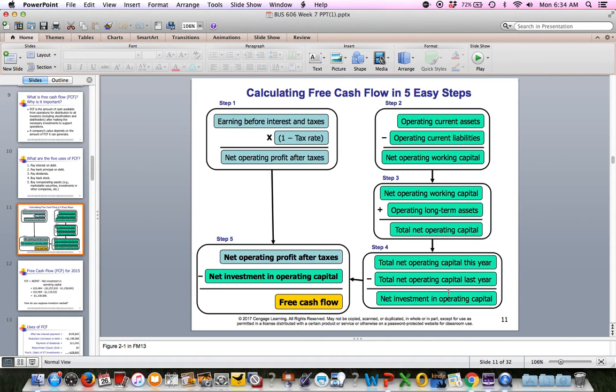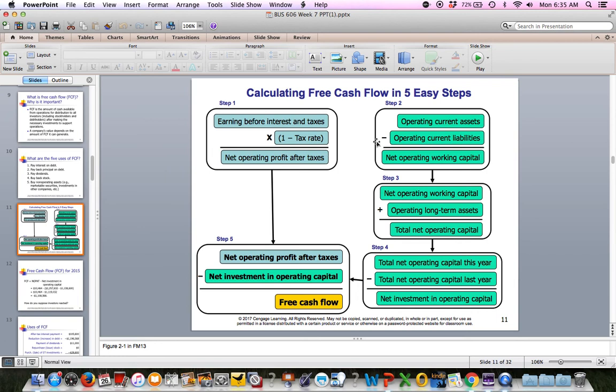So I'm going to focus on the screen here and think about the 5 steps to do that. Number 1, you have to compute what they call net operating profit after tax, which is called NOPAT, N-O-P-A-T. So take your earnings before interest and tax times 1 minus T, 1 minus the tax rate, and you get that number. That's one way to do it, and that's an easy way to do it, and that's the way you'll be doing it for the quiz.